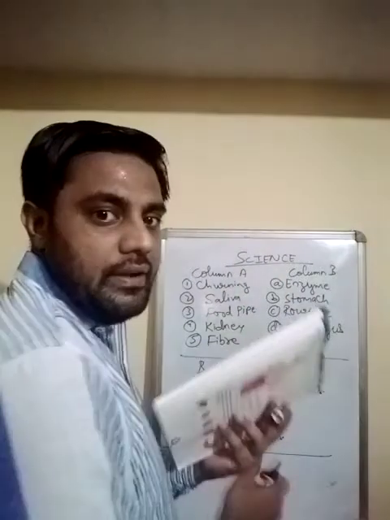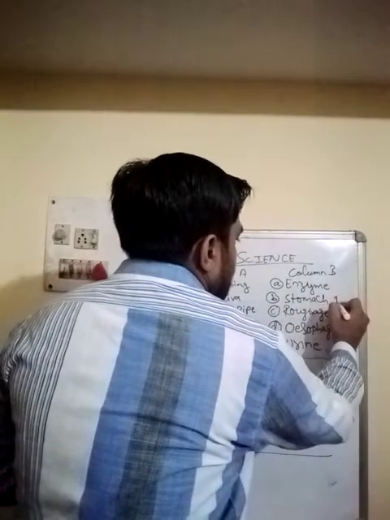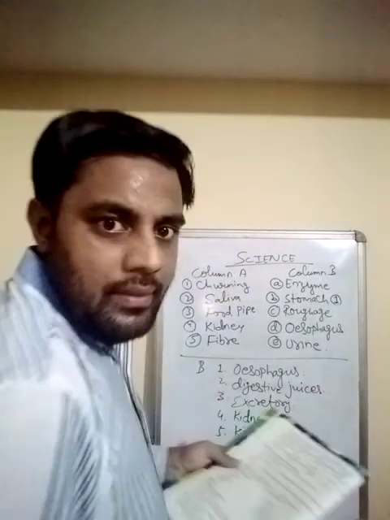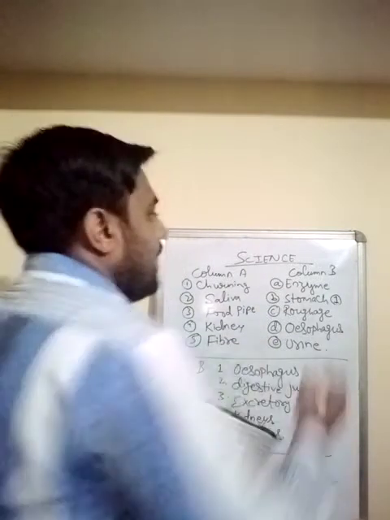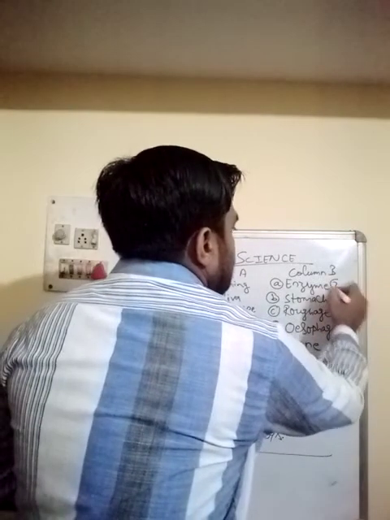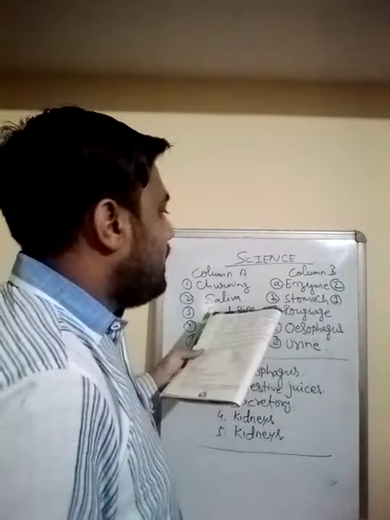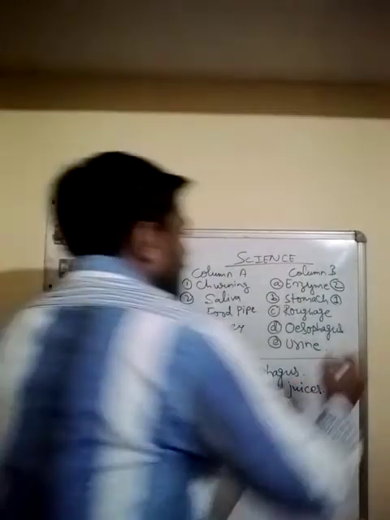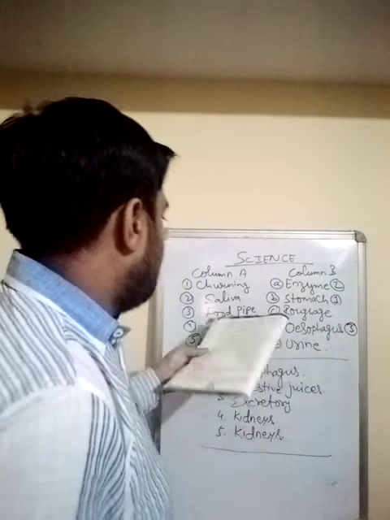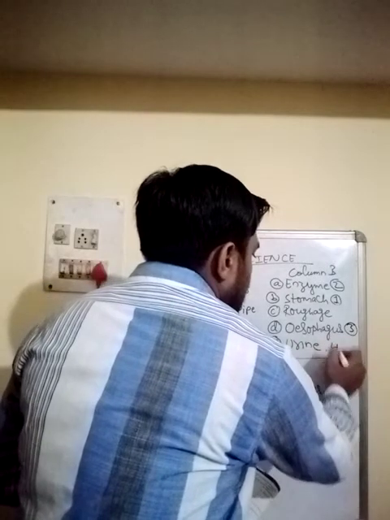So first of all, you have churning. The process of churning takes place in the stomach. So your stomach is 1, okay? Stomach is 1. Number 2, you have saliva. Saliva is an enzyme. Then you have number 3, food pipe. Esophagus is also known as food pipe. Then you have kidney, as you have seen in fill in the blanks. Urine is formed in the kidneys.